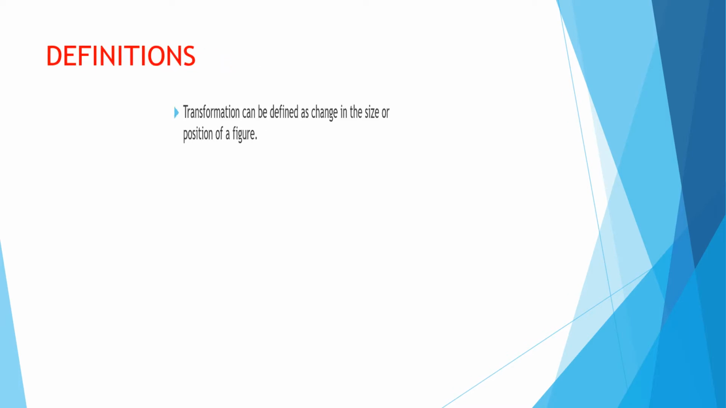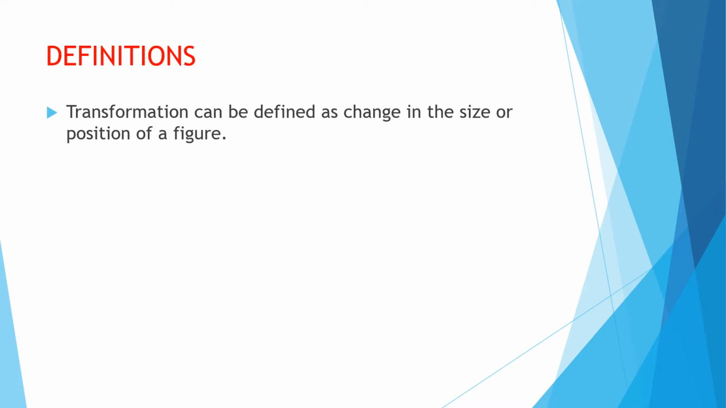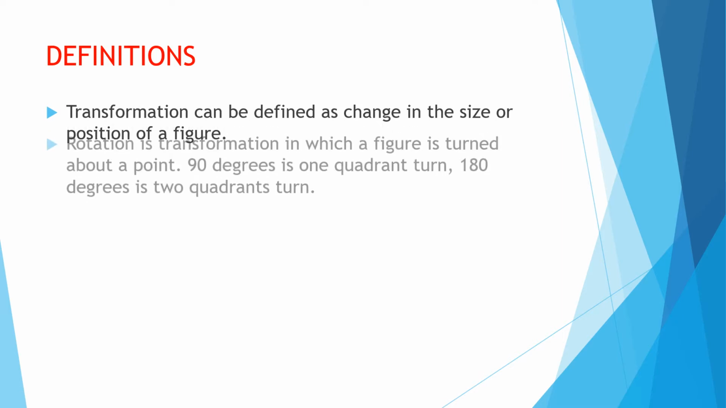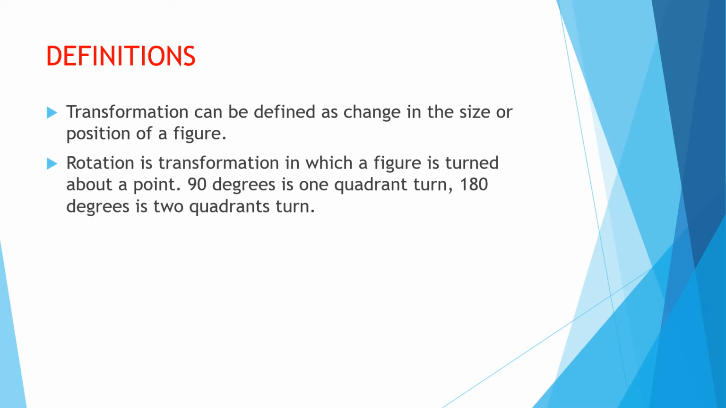Transformation is change in size or position of a figure. Rotation is a transformation in which a figure is turned about a point. It can be 90 degrees, which is one quadrant turn, and that is what we're going to be doing here. We'll look at 90 degrees and 180 degrees. A 180 degrees is two quadrants turn.